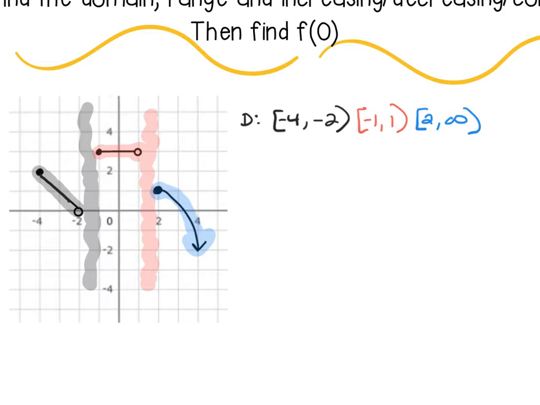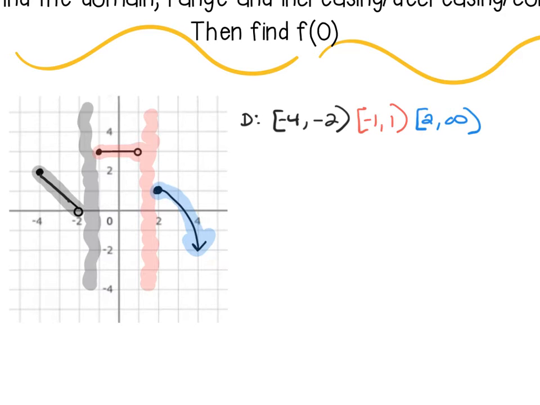It's different for every graph, or at least for this one. So the first one's the furthest x. So like if you wanted to highlight it, this matches this part. We always start left and work our way right, on both domain and increasing and decreasing behavior. We start left, work our way right.